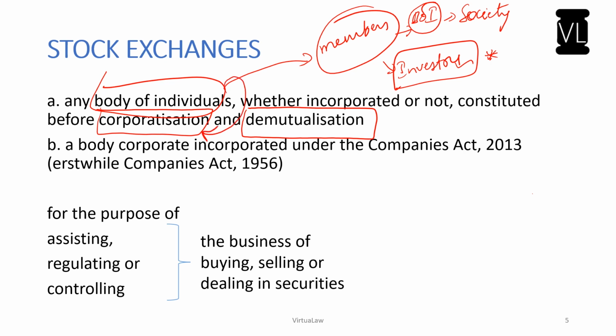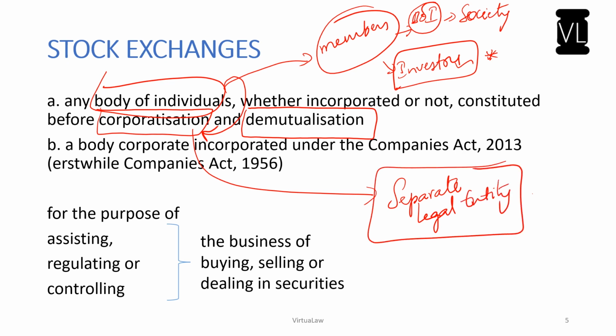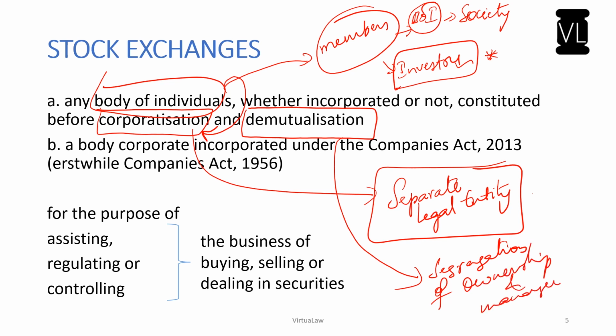So corporatization is nothing but converting a body of individuals or any other organization or body into a corporate form of business. In a corporate form of business, what is the basic funda? It is to have a separate legal entity from that of its members. Then what is the other part, that is demutualization? Demutualization is nothing but segregation of ownership and management. They do not want the owners to manage. It is very clear now that SEBI wanted that the owners should not manage because it amounts to illegal gains by the owners through their trading, right? Which is not the intention behind having a stock exchange.